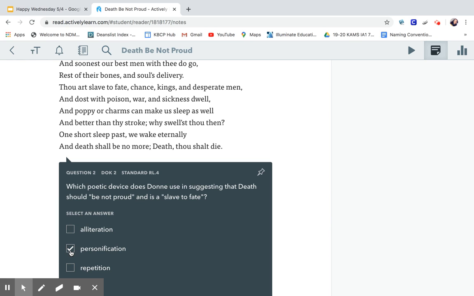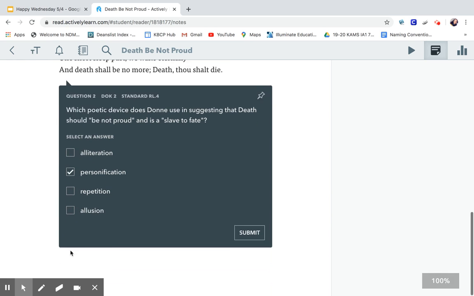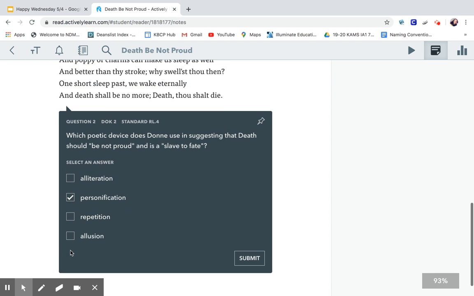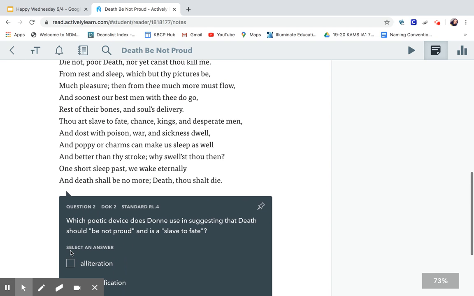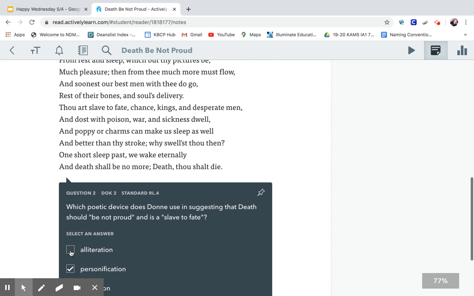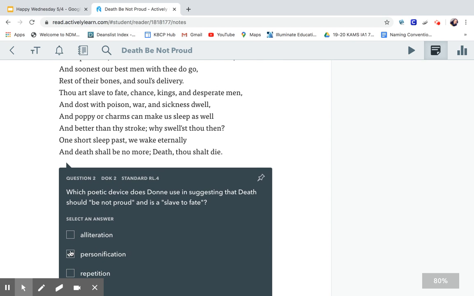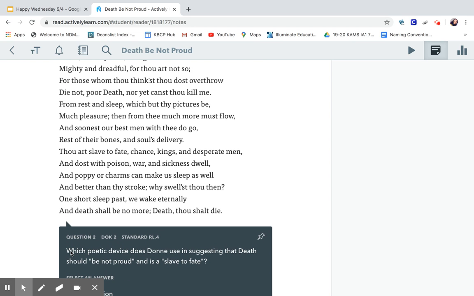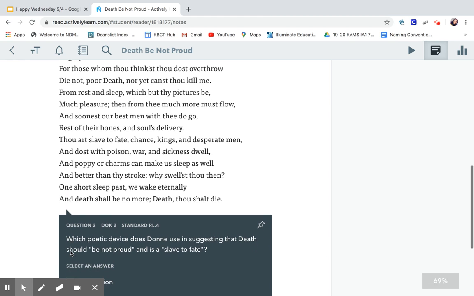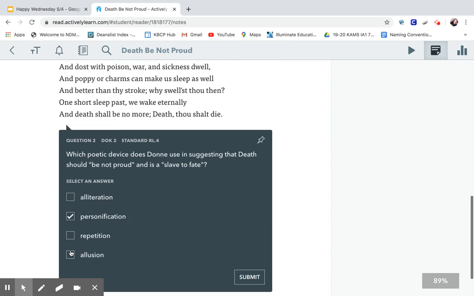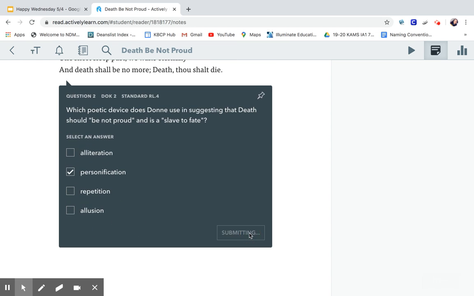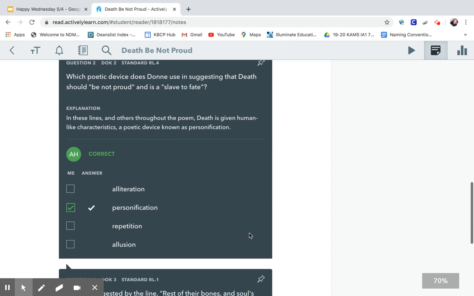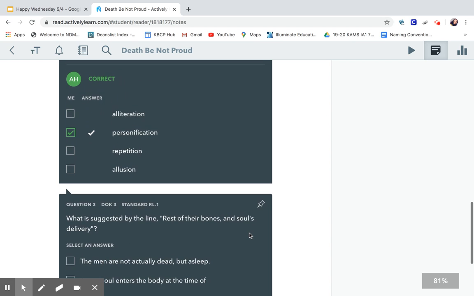If you picked personification, you are correct, because we are giving death that human quality, right? Death is not actually human, even though we see it in the movies as an actual person or actual thing. It's actually not. We know that, but we're still giving death all these human qualities, even though it's not real. All right, submit that. See that that's correct.